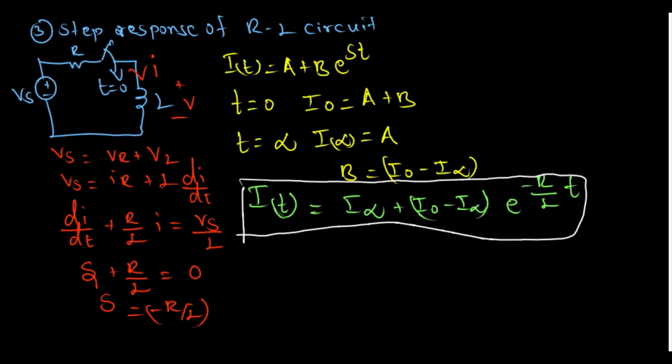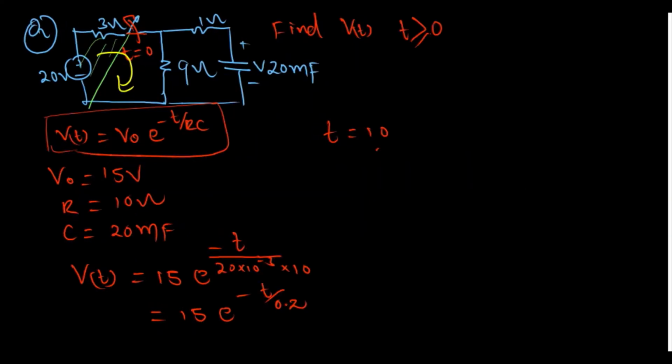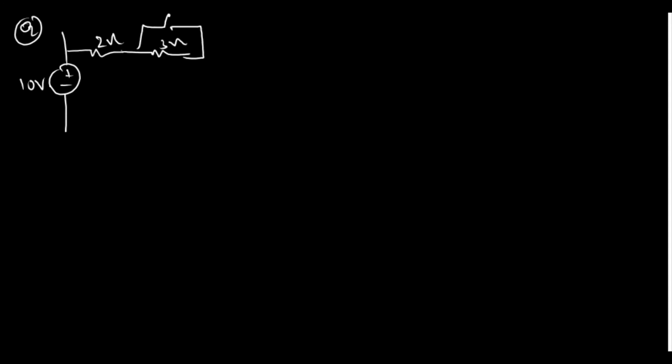When we do an example, we can get a very brief understanding. So the question is, I'm drawing here a 10 volt source, a 2 ohm resistor, a 3 ohm resistor, a switch, and an inductor of 1 by 3 Henry. The question is, find I(t) for t greater than or equal to 0.